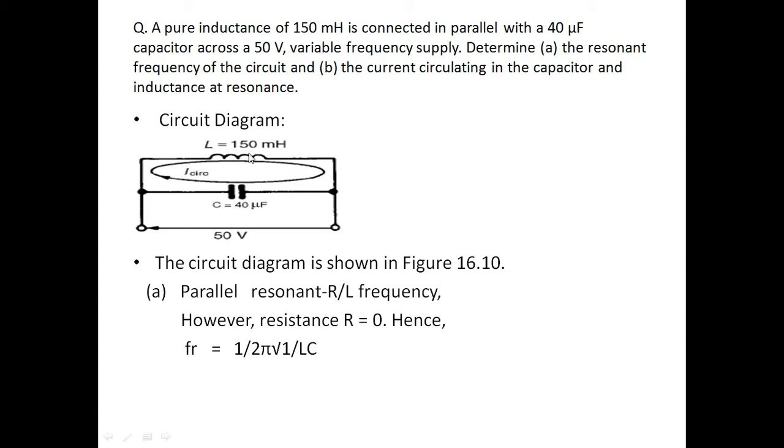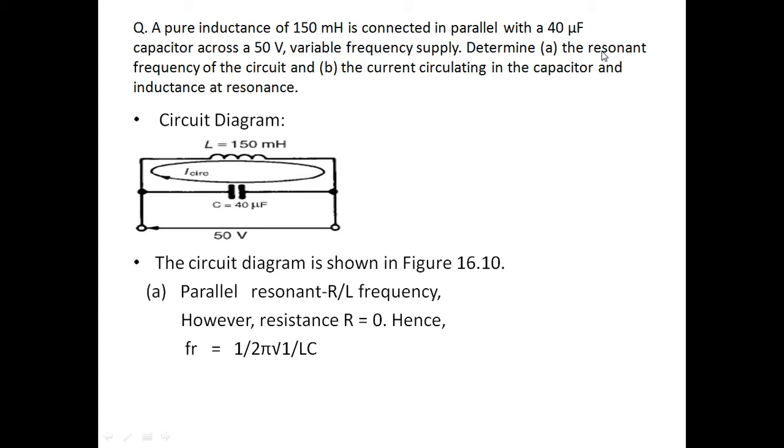From the circuit diagram, the inductor value L is equal to 150 millihenry, C is equal to 40 microfarad, and the inductor and capacitor are both connected in parallel, and the voltage drop across them is 50 volt. So first we find out the resonant frequency.